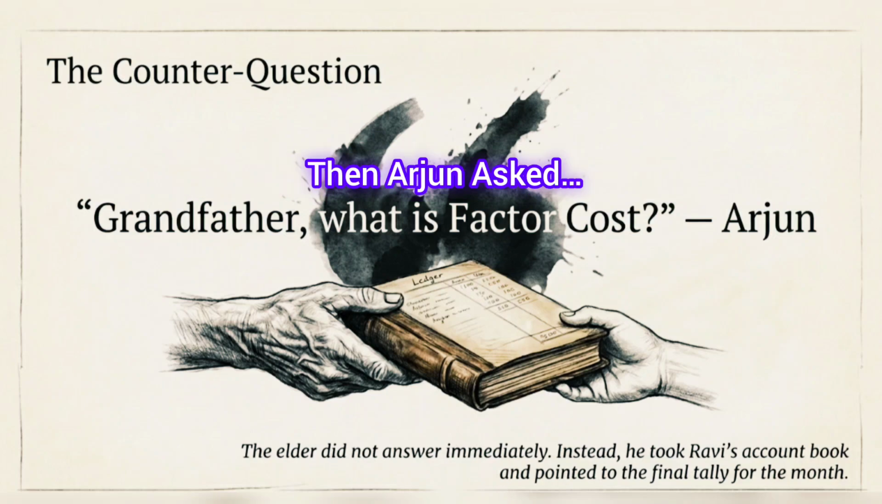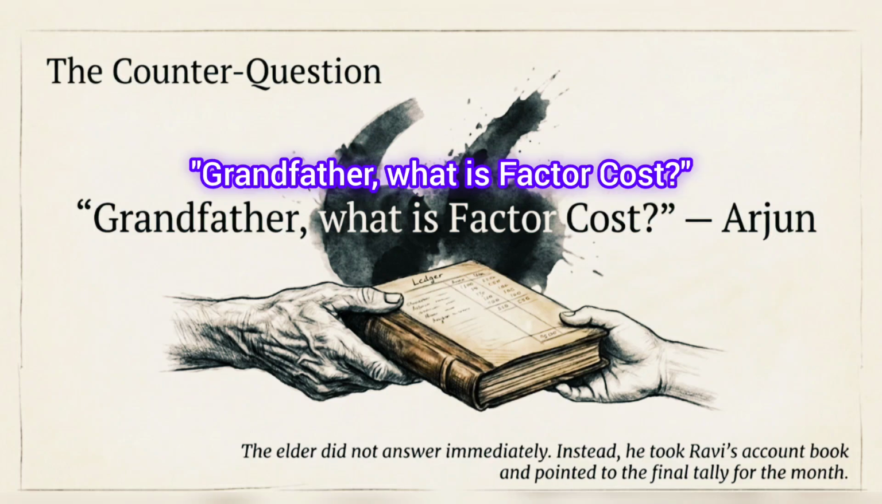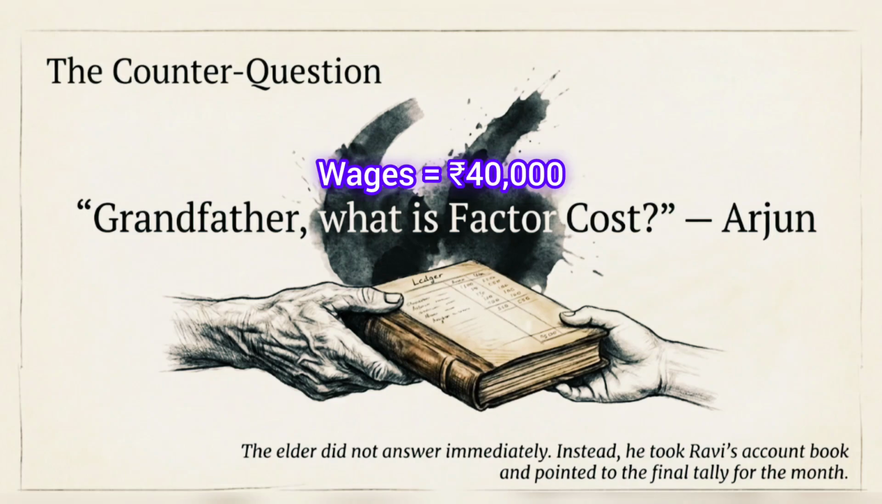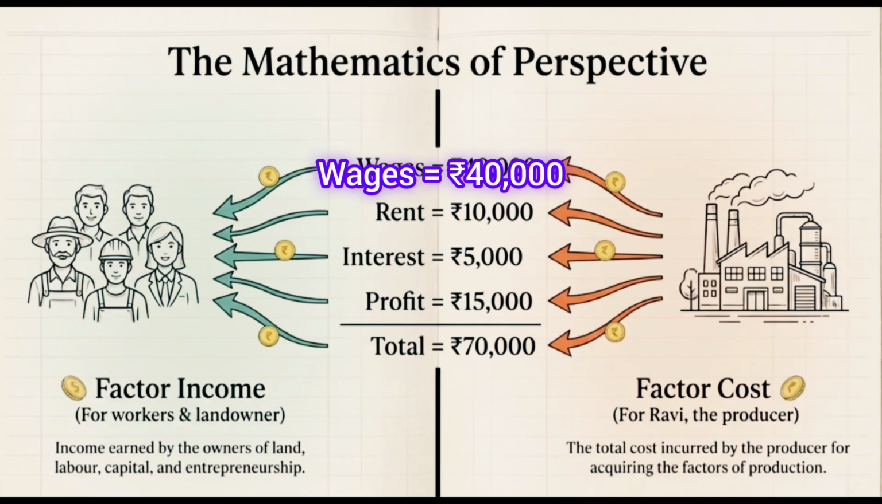Then Arjun asked, "Grandfather, what is factor cost?" The elder took Ravi's account book. He showed wages equal to 40,000 rupees, rent equal to 10,000 rupees, interest equal to 5,000 rupees, profit equal to 15,000 rupees, total equal to 70,000 rupees.